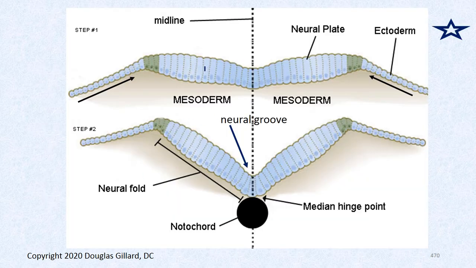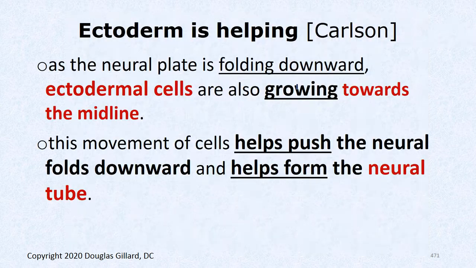So here's our pretty much flat neural plate going on. And then we have this hinge-like action. This is called the median hinge point. And then a neural groove is on the other side. And these are called neural folds, the walls of the neural plate. Still kind of the neural plate, it's just a folded neural plate.